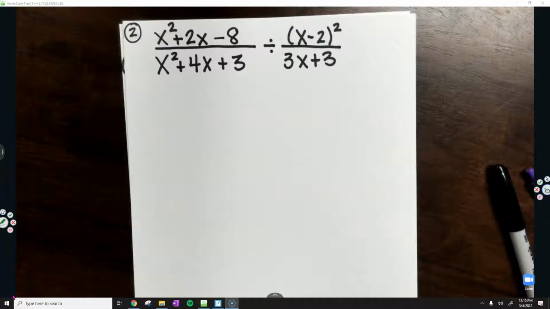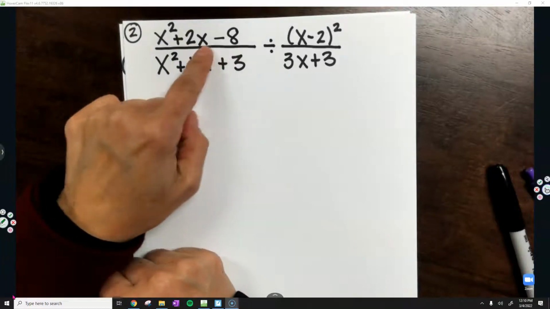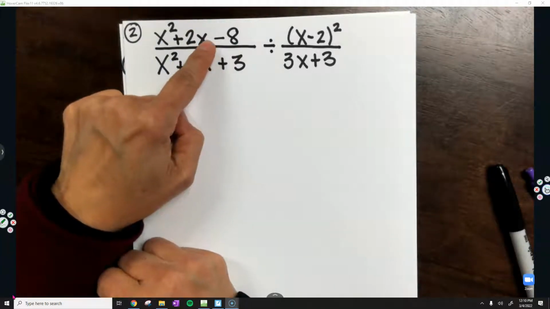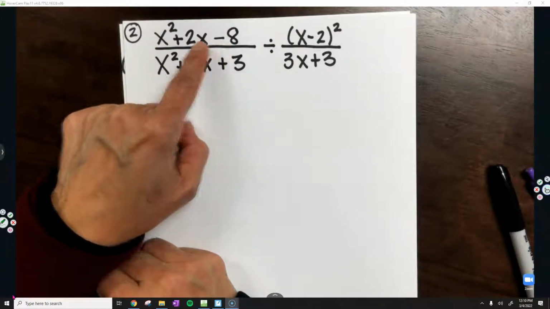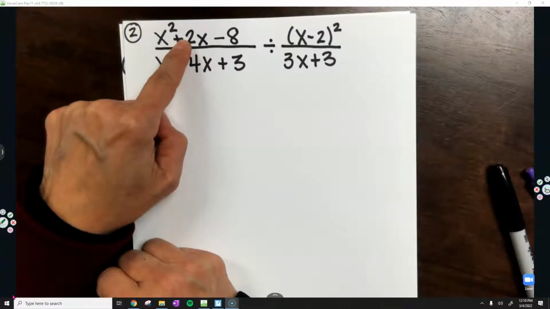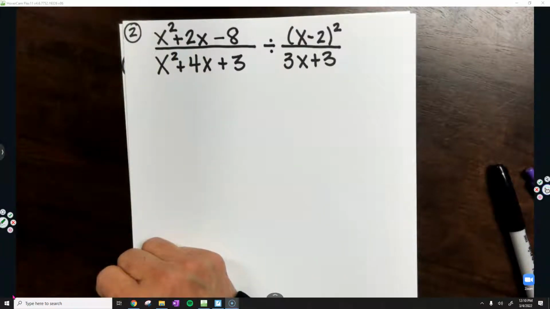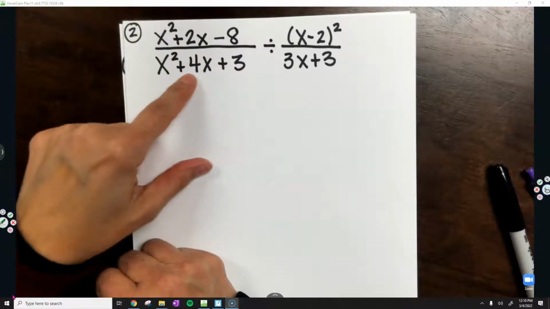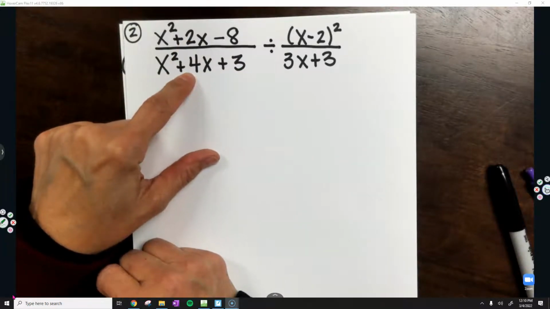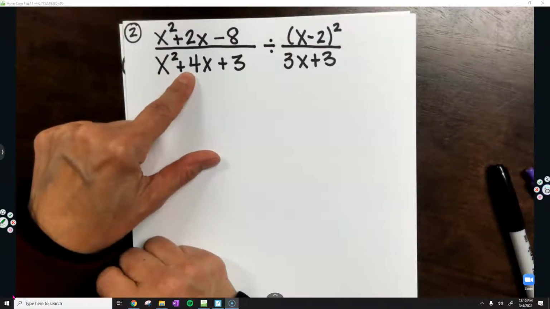So problem number 2 is a division problem. We are going to flip it, but that's later after a few steps, guys. If you look at this numerator, can this numerator be factored? It can, y'all. What are the numbers that we're going to use that multiply to make -8 and combine to make 2? 2 and 4. Which one's negative? 2 is going to be a negative. A -2 and a +4 is a 2. Look down here. Is this factorable? What are the numbers for this one? 3 and 1.